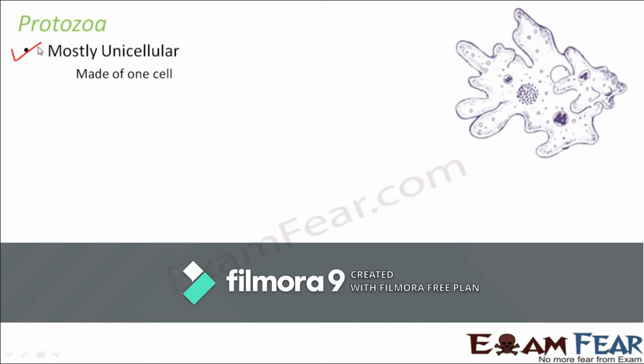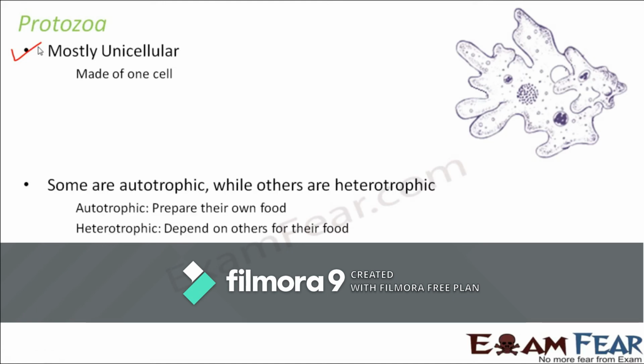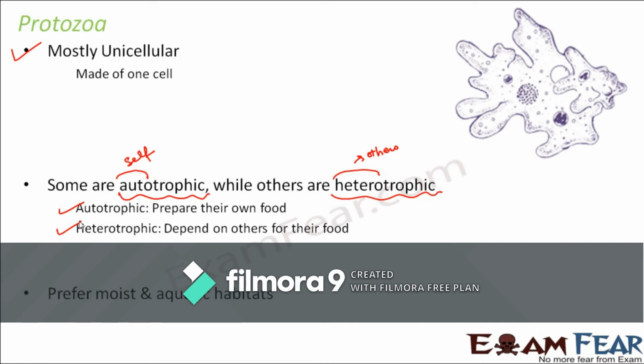So that one cell will perform all the functions in that organism. Some of them are autotrophic while others are heterotrophic. I already mentioned what is autotrophic and what is heterotrophic. The word hetero means others and the word auto means self. So the autotrophic, they will prepare their own food. They are self-dependent. Heterotrophic, they will depend on others for their food. Now some of them will be autotrophic while some will be heterotrophic.